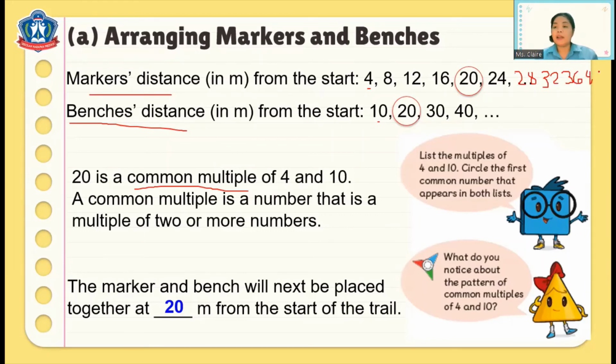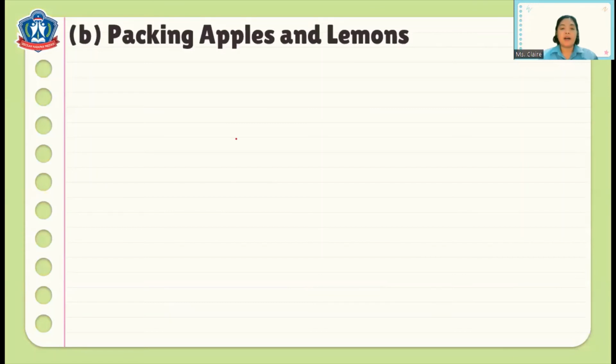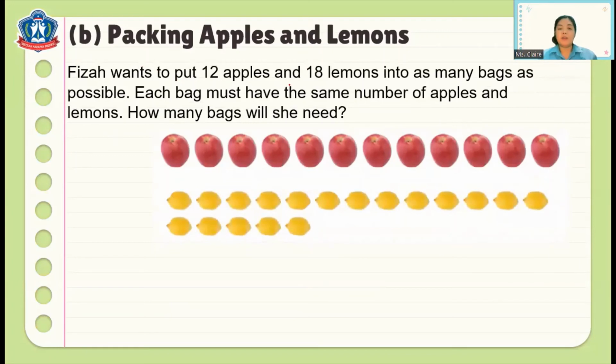So 40, children, is also a multiple of 4. And as you can see, we also have 40 here. Therefore, the marker and bench will also be placed together at 40 meters from the start of the trail. So that is what we call common multiples. Okay, I have here another problem. Packing apples and lemons. Fiza wants to put 12 apples and 18 lemons in as many bags as possible. Each bag must have the same number of apples and lemons. So how many bags will she need?